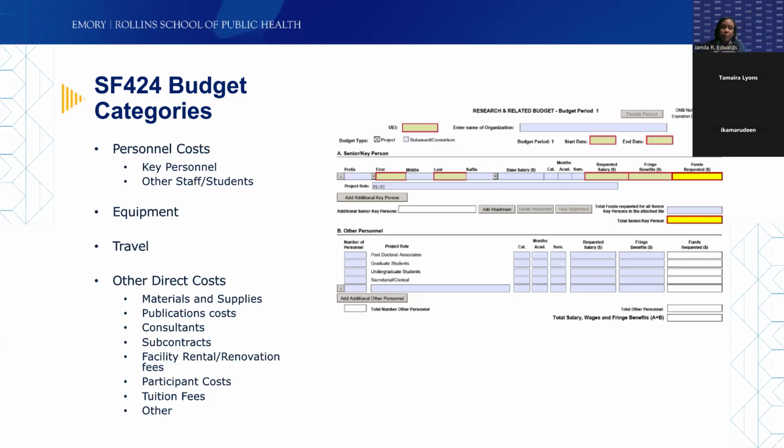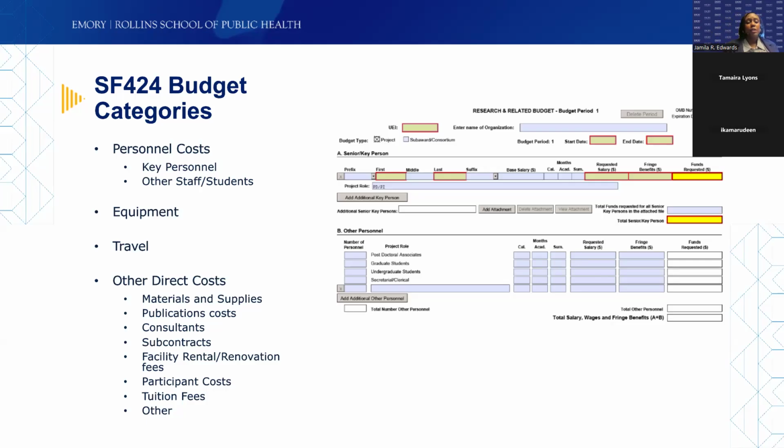And so this screenshot is the actual PDF of the SF424, not the tool that we necessarily use to build the budget. I'll pull that up as well. But I just wanted to show what it looks like because this is typically what it looks like inside of an application as well.